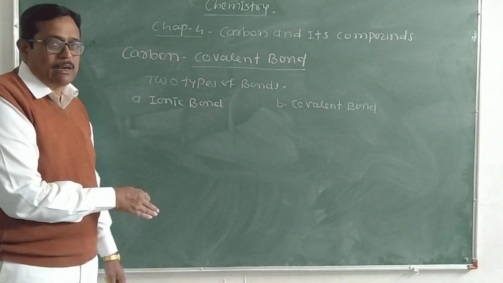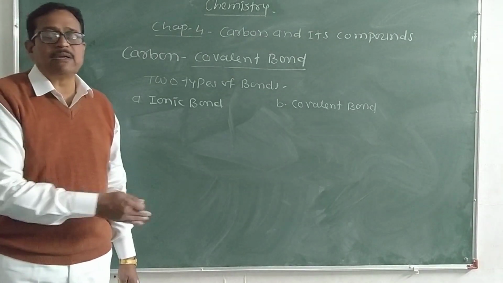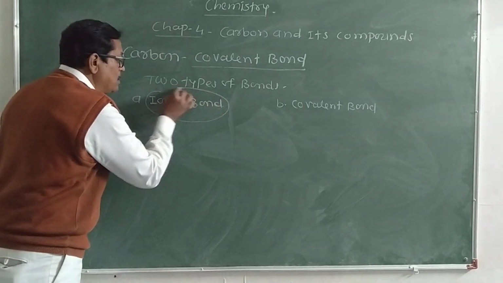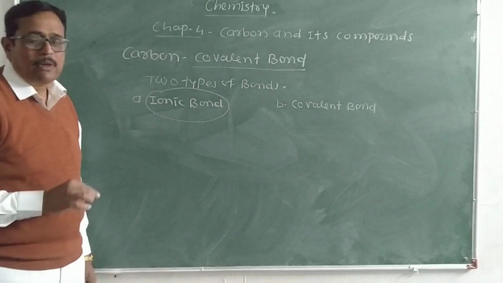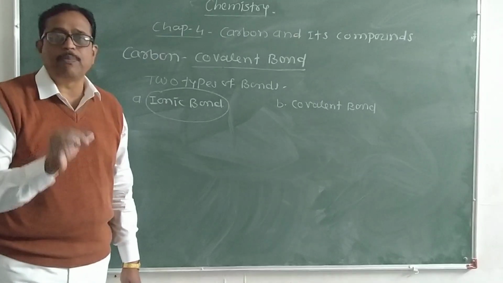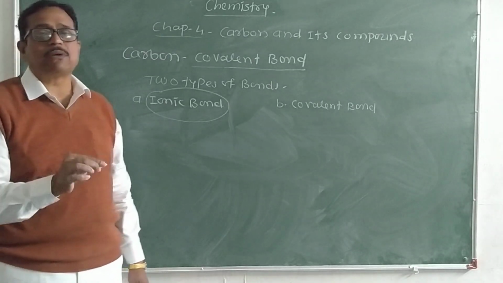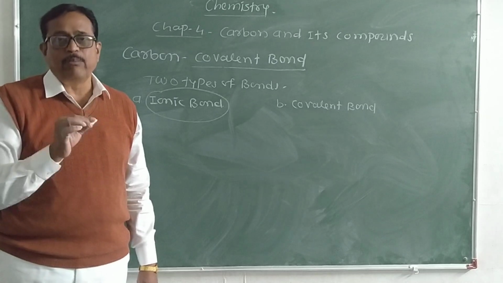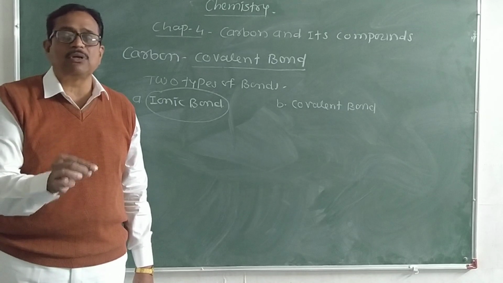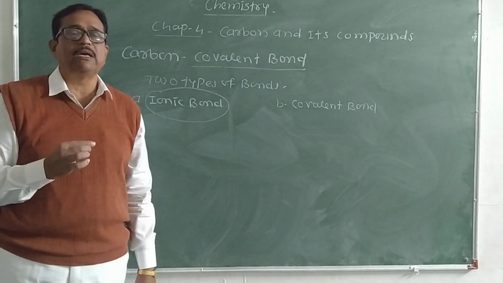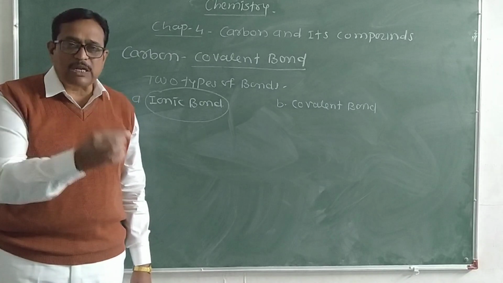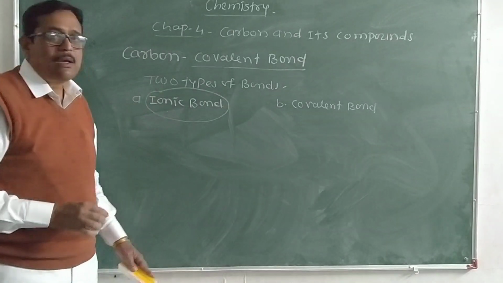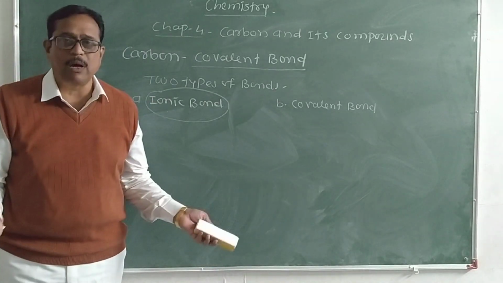Dear student, in the last chapter, Metals and Non-metals, we studied the ionic bond. An ionic bond is obtained by transfer of electrons between a metal and a non-metal. Metals have a tendency to lose electrons and non-metals have a tendency to gain electrons. Due to this transfer of electrons, that bond is formed, called an ionic bond, and such a compound is called an ionic compound.